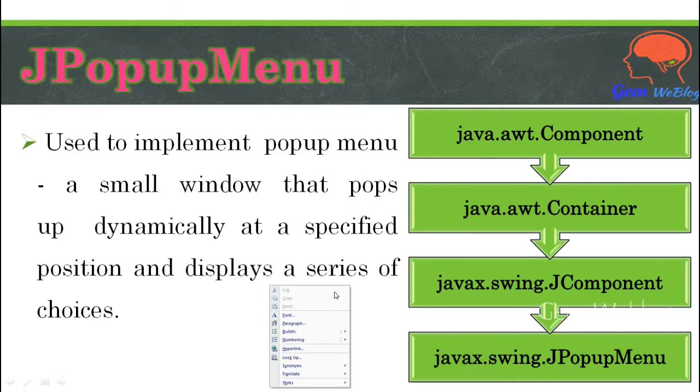So first, what is meant by a pop-up menu? Here, this is the pop-up menu which is available in Microsoft Word. Whenever the right button of the mouse is clicked in Microsoft Word, this pop-up menu will be displayed at the clicked position. JPopupMenu is used to create this pop-up menu. It is a small window that pops up dynamically at the specified position of the mouse click and displays a series of choices. When you talk about the hierarchy, the JPopupMenu class belongs to the javax.swing package, and has been derived from the JComponent class.